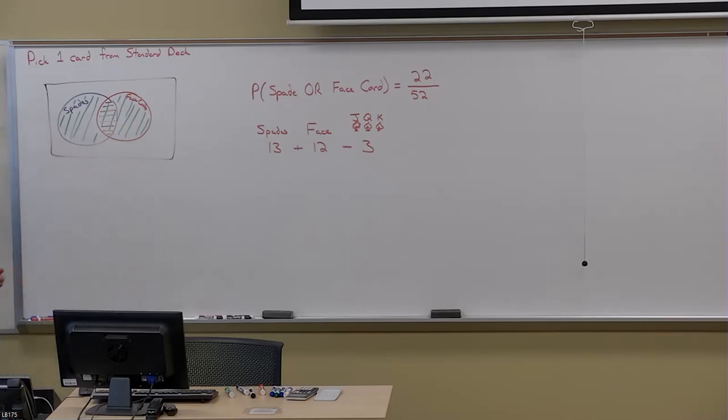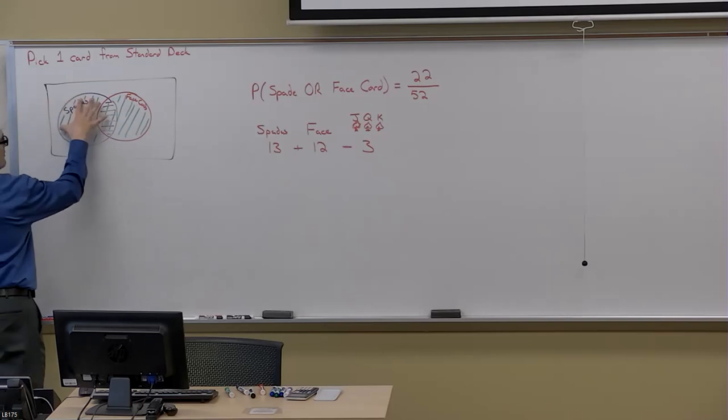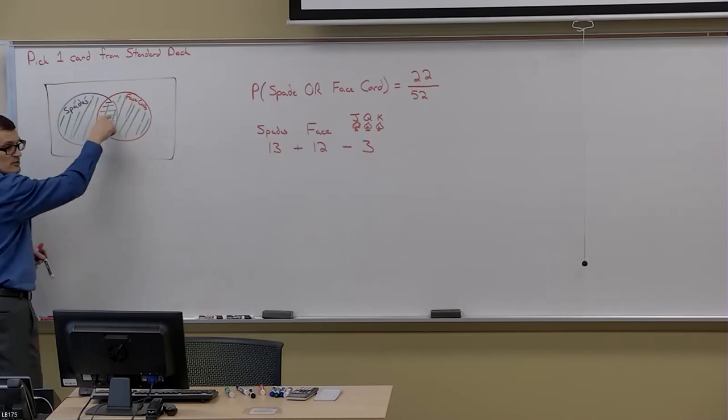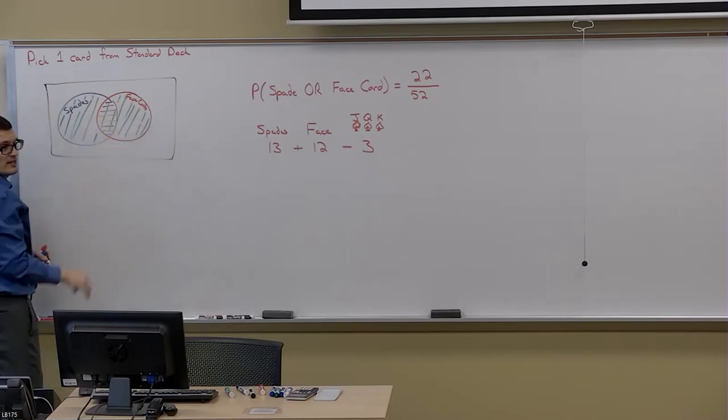That makes sense? Everybody kind of visually see why we're doing it the way we're doing it? So we take all of these options plus the red options, but we already counted this section when we counted the blue. So we throw it out of the red.